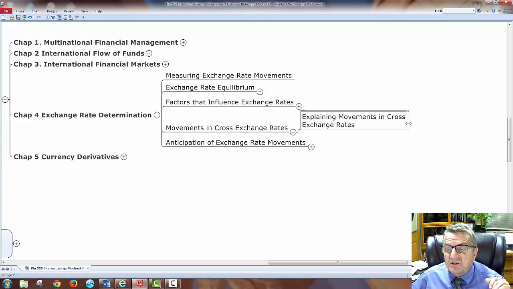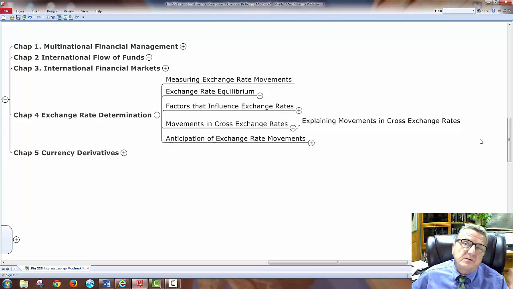Explaining movements across exchange rates. Why is it movements? Remember, part of finance and everything else, I'm looking. What's the trend? What's going on? Which way do I go? What makes sense? What's going on? So I could be proactive, not reactive.